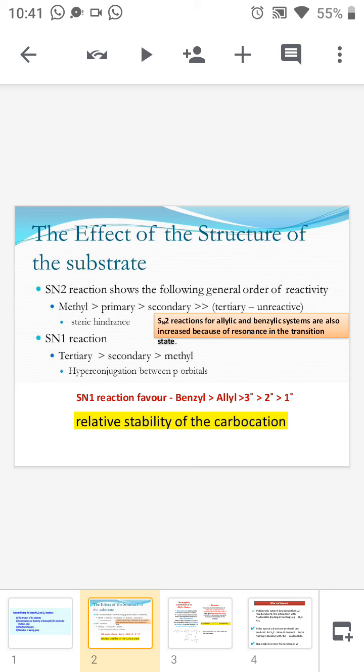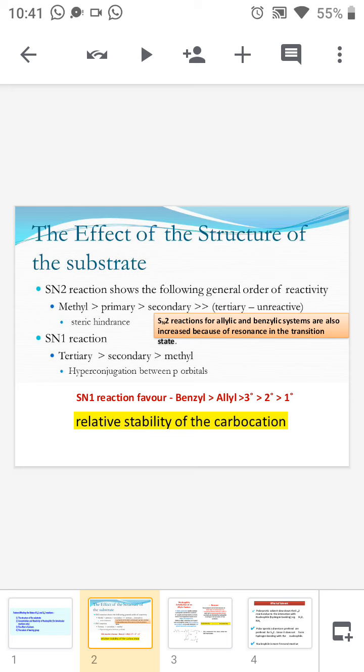Whereas the SN1 reaction undergoes through a carbocation, and the generation of the carbocation is the rate determining step. So that's why in SN1 reaction we give more importance to the tertiary alkyl halide, then secondary alkyl halide, then primary. And the SN1 reaction also favors the benzyl and allyl group. This is mainly due to the resonance.